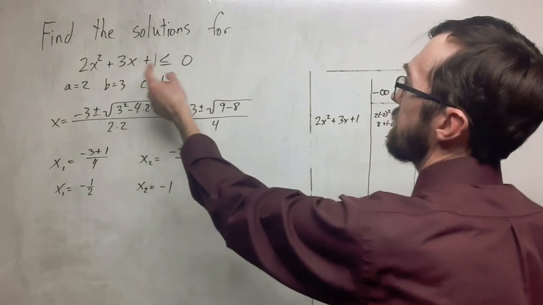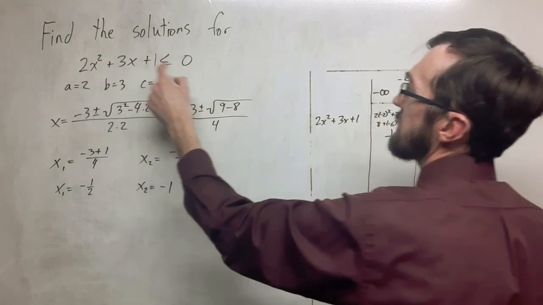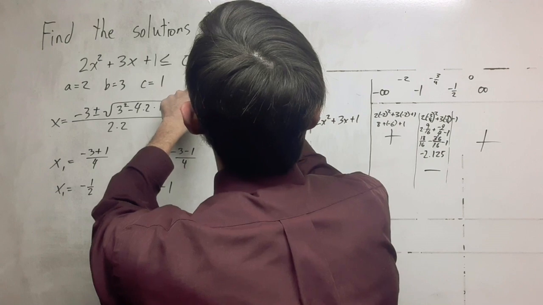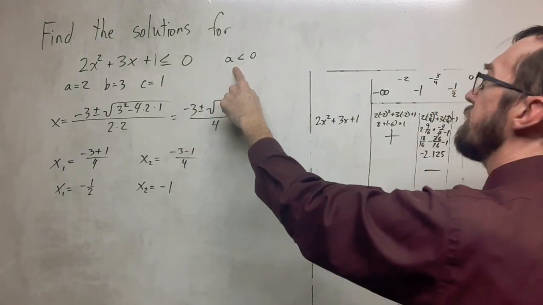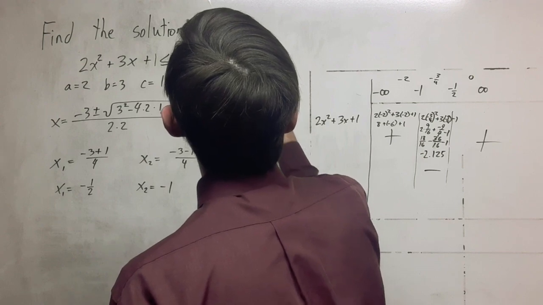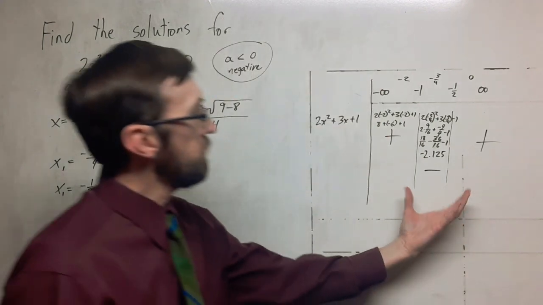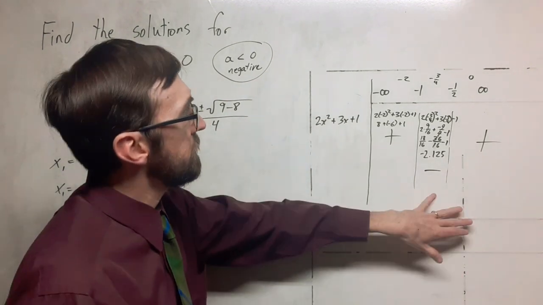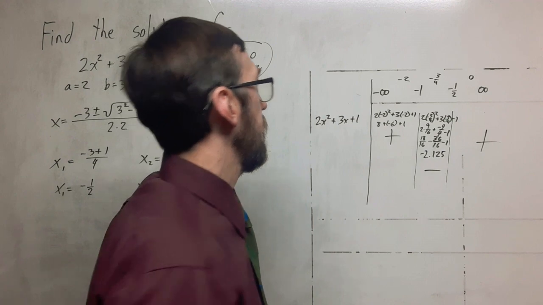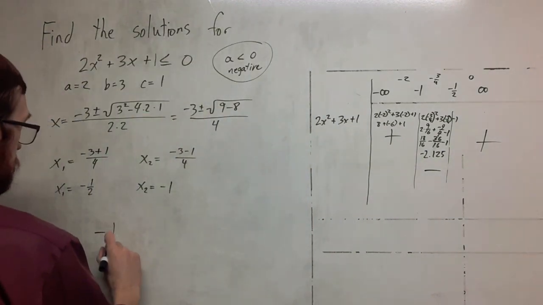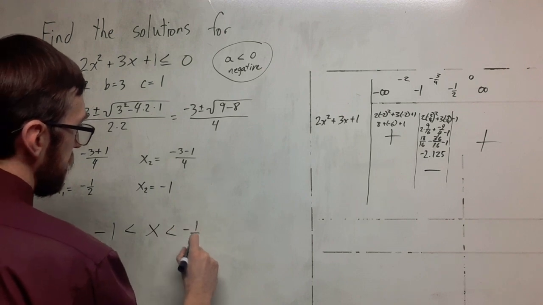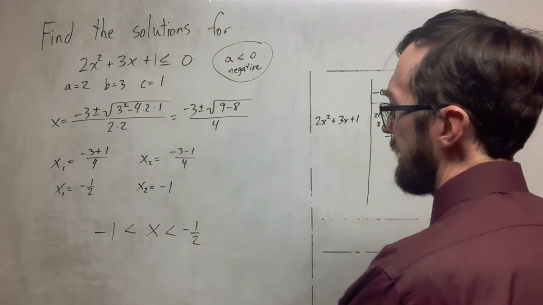Looking back at what we're looking for, we have that the quadratic is less than or equal to 0. If we have a number that is less than 0, we are looking for a negative number. And when we look at the interval, the only interval that we have that is negative is from negative 1 to negative a half. So we want negative 1 is less than x, which is less than negative a half. This is the interval that we're looking at.